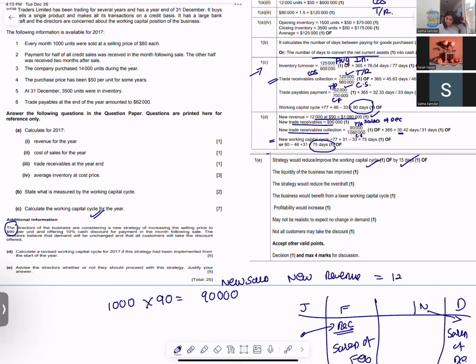Because of the discount, liquidity will improve and reduce your bank overdraft, which is too high. The business will benefit from the working capital cycle. You will reduce your interest expenses. Profit will increase. There is no change in the demand. Every customer is going to take the discount. So you can go ahead with the implementation of the strategy. There might be some loss because of the discount that you're offering, but it will reduce your chances of bad debts, irrecoverable debts. It's a 5-mark answer.